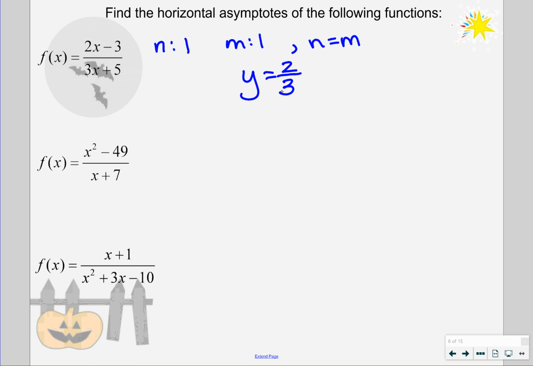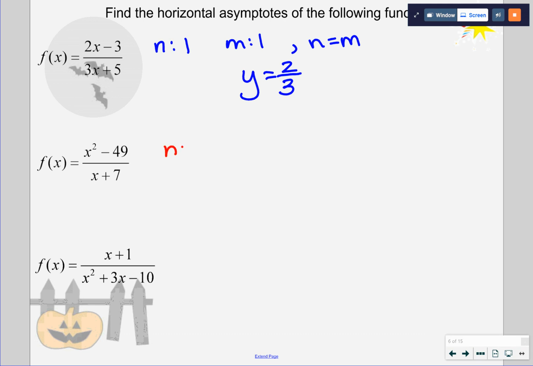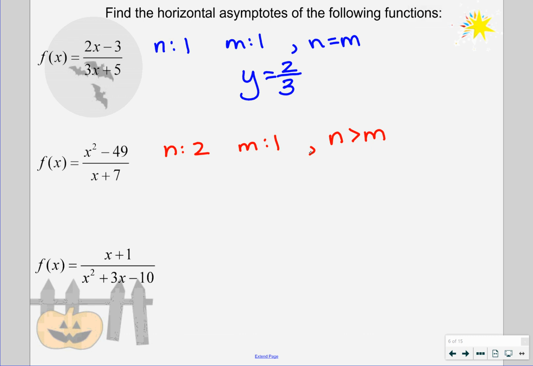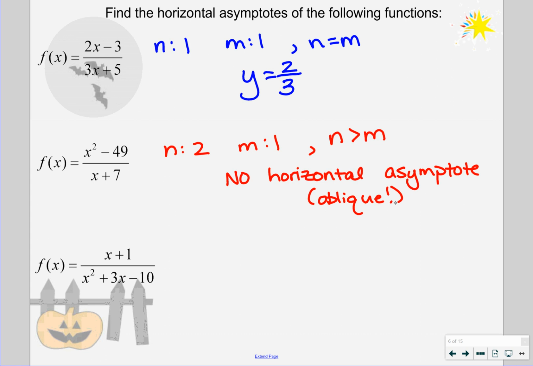That's it. Okay. For the one in the middle there, let's see, what's n? Degree of my numerator. 2. m, degree of my denominator. 1. So n is greater than m. So what does that mean? It's actually no horizontal asymptotes. Instead, it will be oblique, and we'll talk about later how to figure that guy out. Okay, so if it's asked for horizontal asymptote, your answer would just be none.